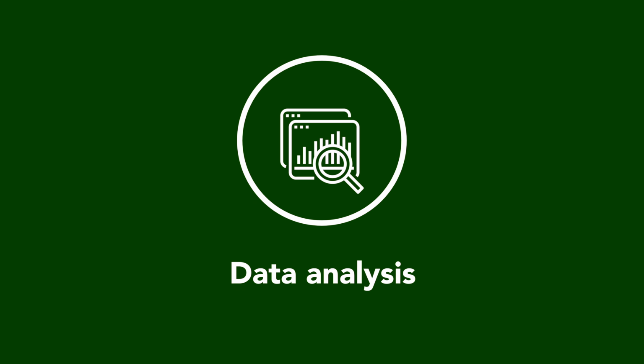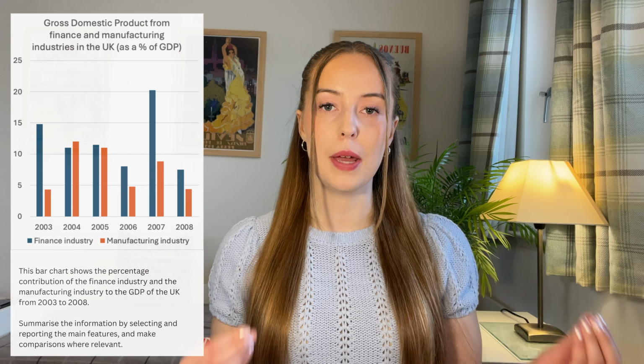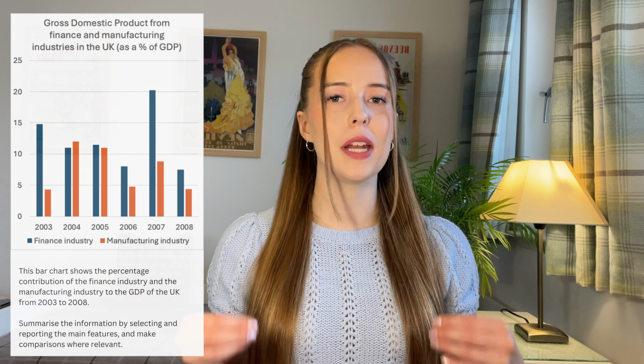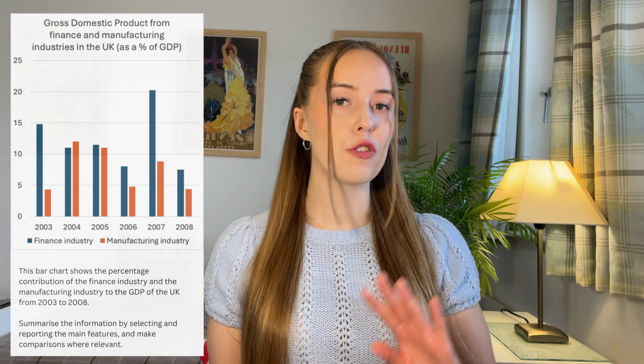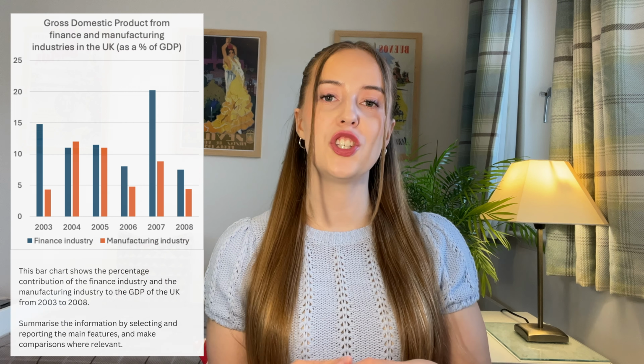So let's have a closer look at the data. So if we get a dynamic graph, like this one, showing dates over time, we should look for general trends. So for the finance industry, if we look at the general trends, from 2003 it goes down, stays fairly level, and then goes back up a lot, and then back down again. But generally it's going down. So generally, the percentage of GDP that the finance industry makes up is decreasing. If we look at the manufacturing industry, it's fluctuating, but it's pretty much staying steady. It doesn't increase much from 2003 to 2008. It does fluctuate a little in between, but the general trend is steady.